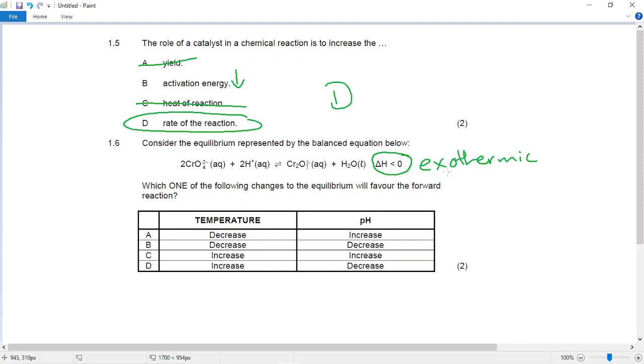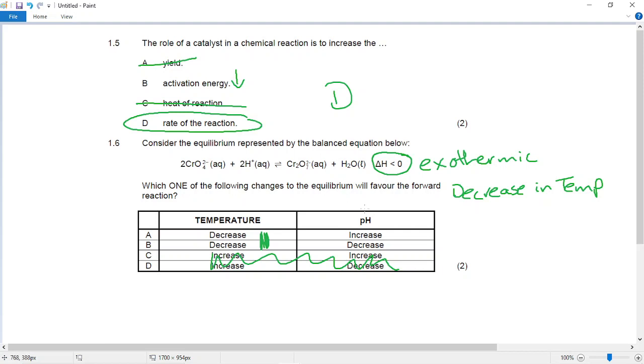So if the forward reaction is exothermic, it is favored by a decrease in temperature, because according to Le Chatelier's principle, the equilibrium will compensate for whatever change you're making. So if you decrease the temperature, the reaction that increases the temperature will be favored, which in this case is the forward reaction. So we know it's going to be either A or B. These other two are immediately out.